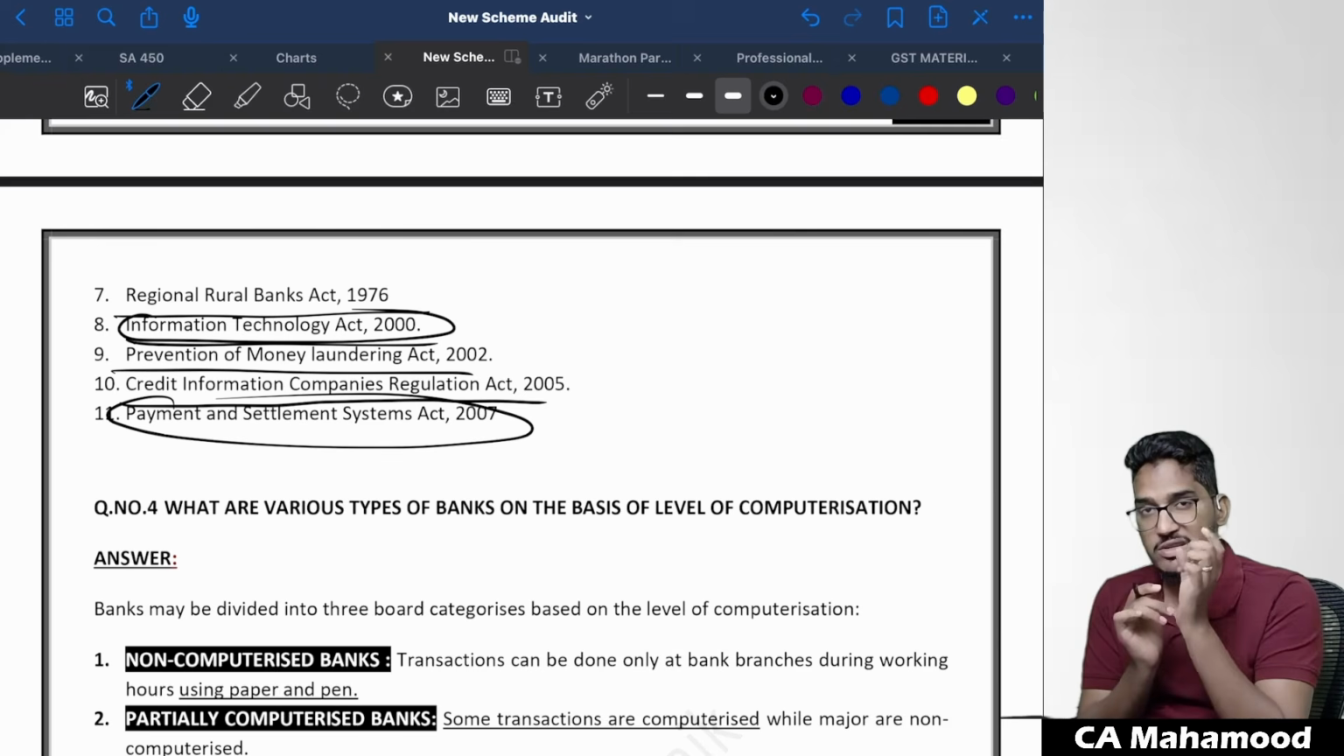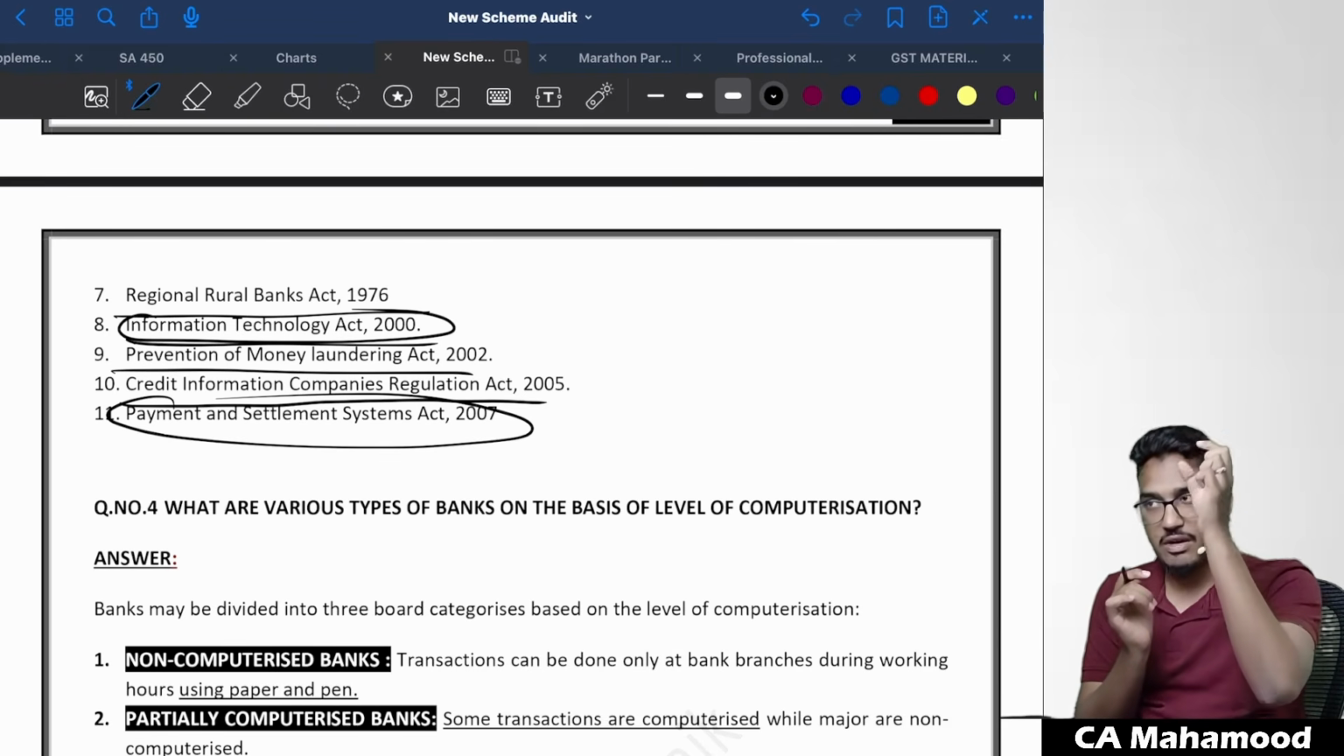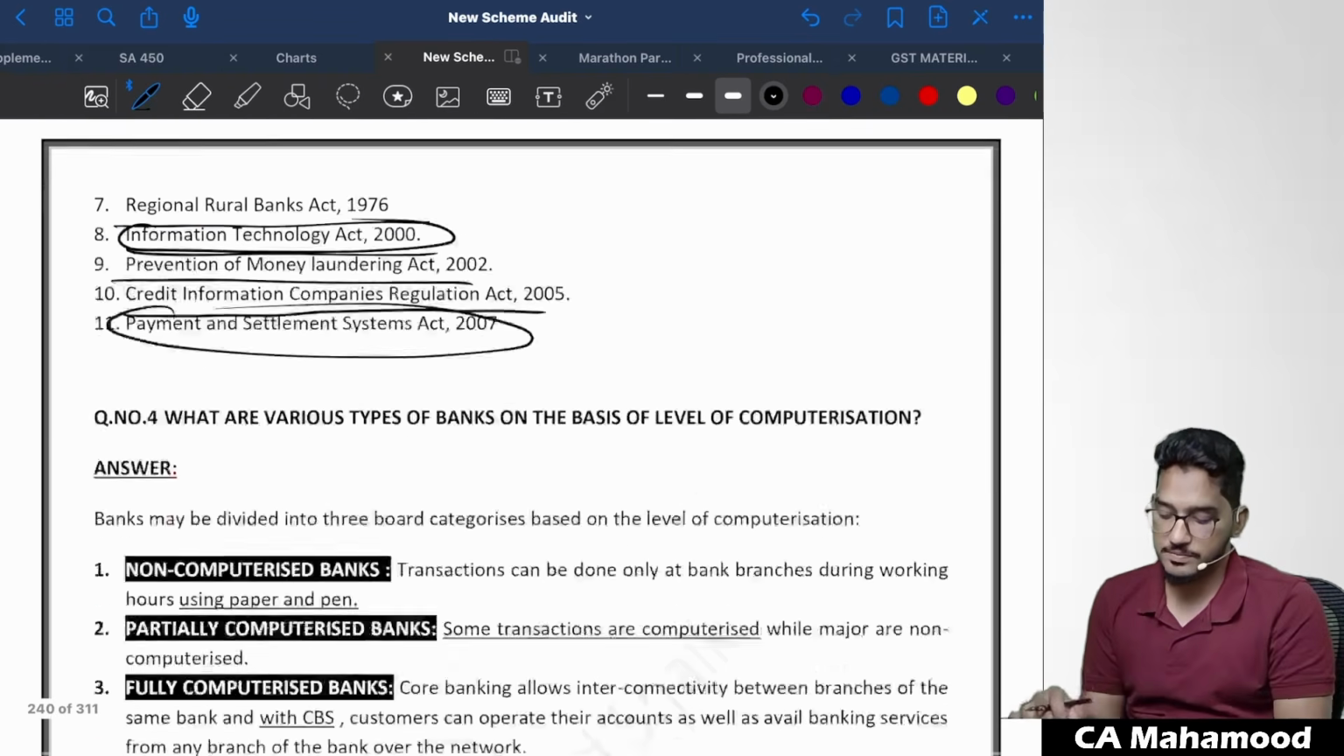So if they ask you the question, what is a regulatory framework? In the case of banks, you have to reproduce all these laws.